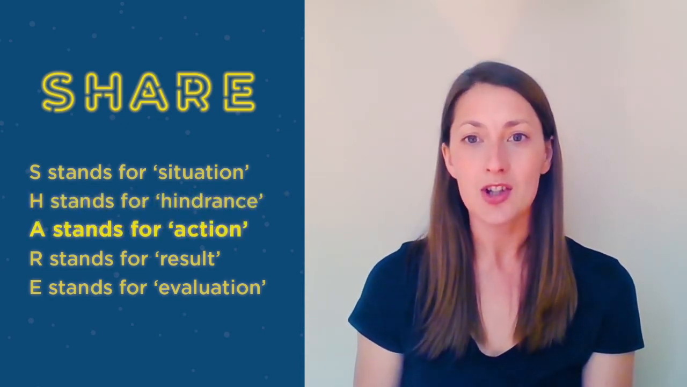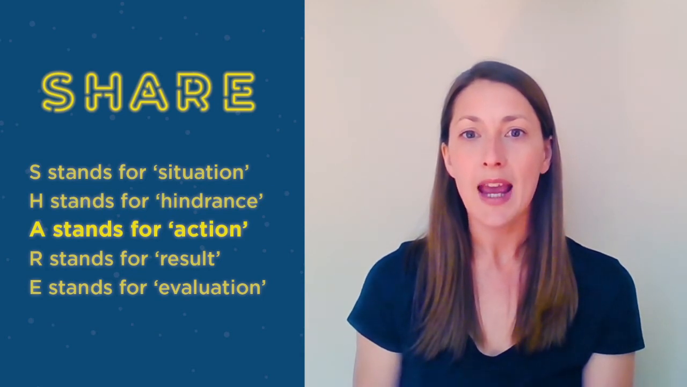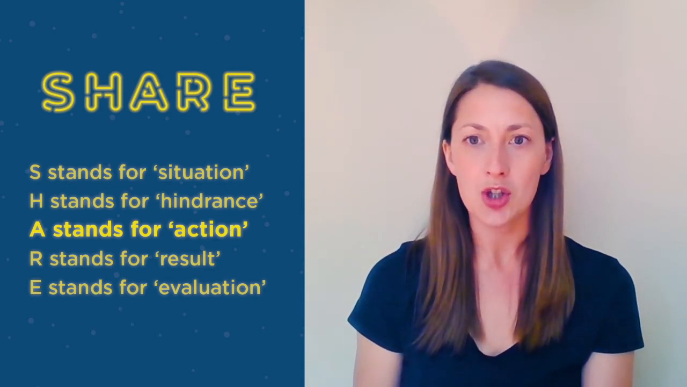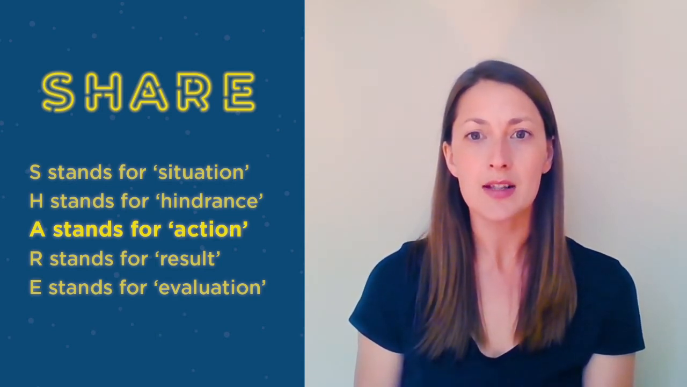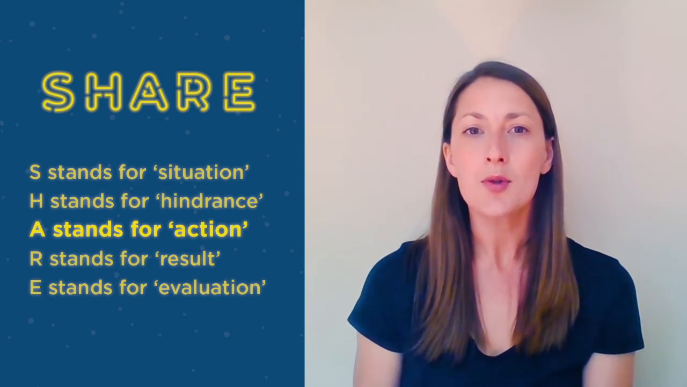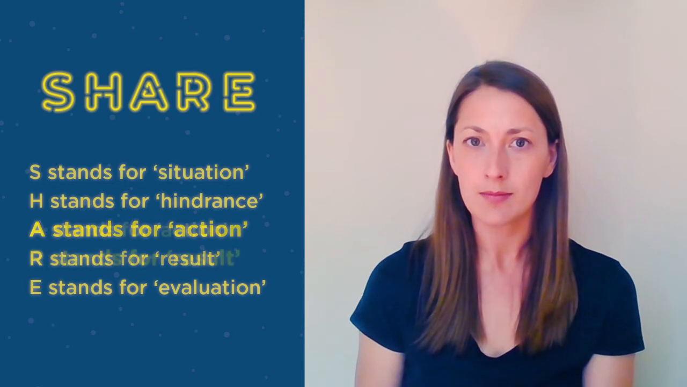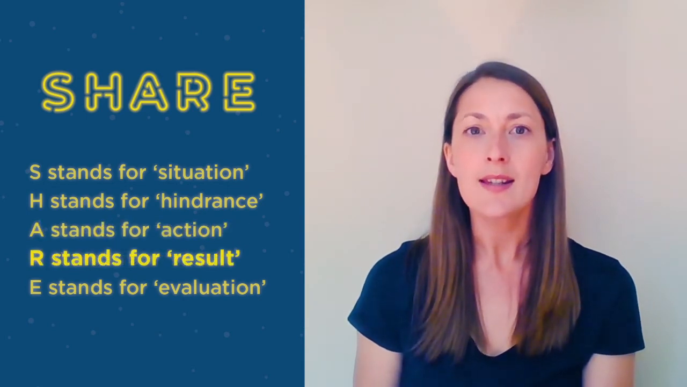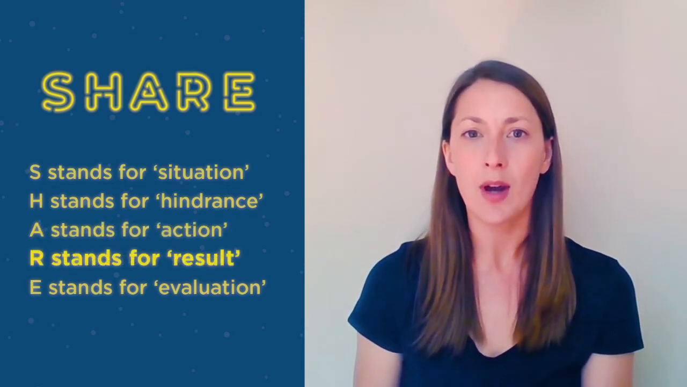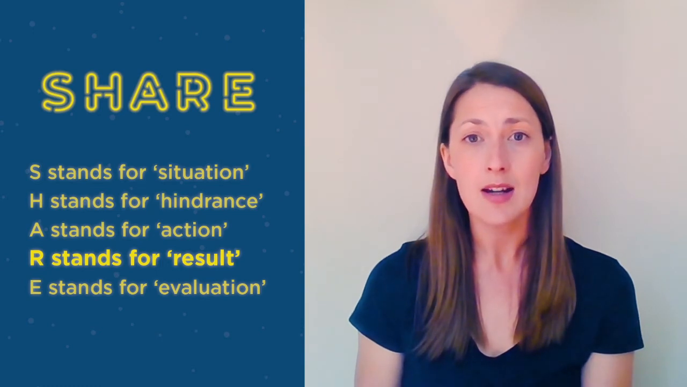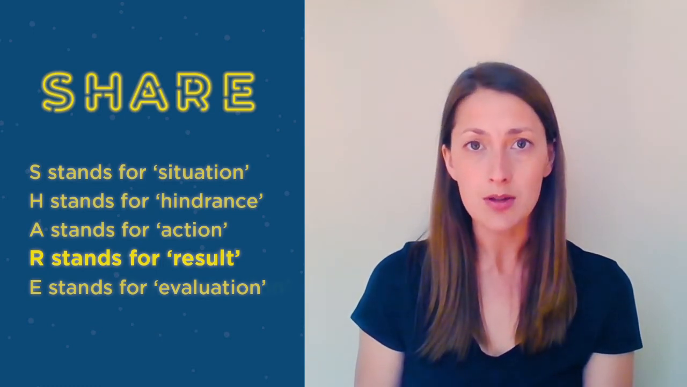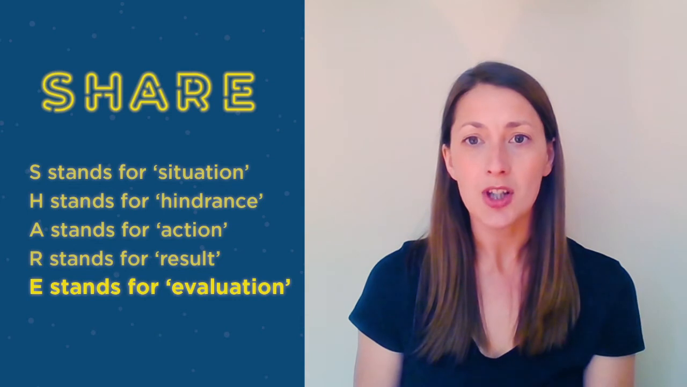A stands for action. This is where you describe the action that you took. You should include information about your thought processes here, explain why you took the action that you took and how you decided on that approach. This might include quite a bit of technical detail, but you should try to avoid too much jargon. R stands for result. This is where you talk about what happened as a result of your actions. Did it have the desired outcome? If not, why not?